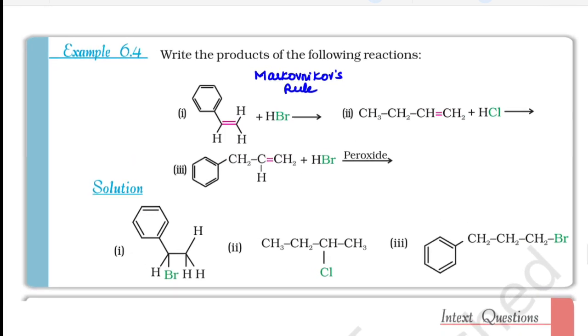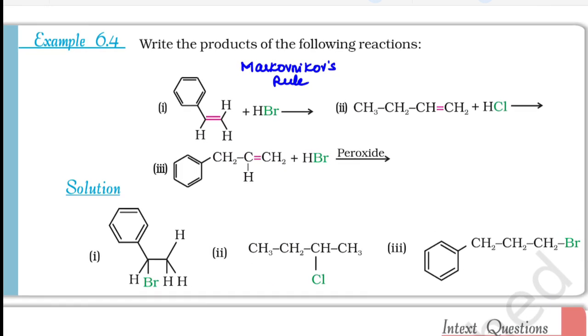Next we will see an example. Write the product of the following reactions. First one: here you can see a compound is given. It is treated with HBr. Whenever HBr is there and there is a double bond, you have to use Markovnikov's rule. So you have to break this double bond. When you break the double bond, hydrogen should be added to one carbon atom and bromine should be added to the other carbon atom of the double bond.